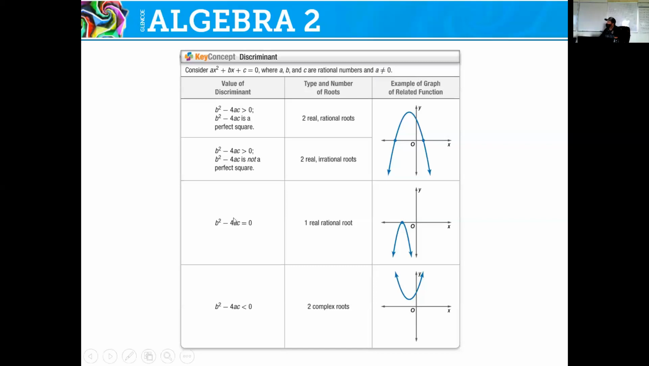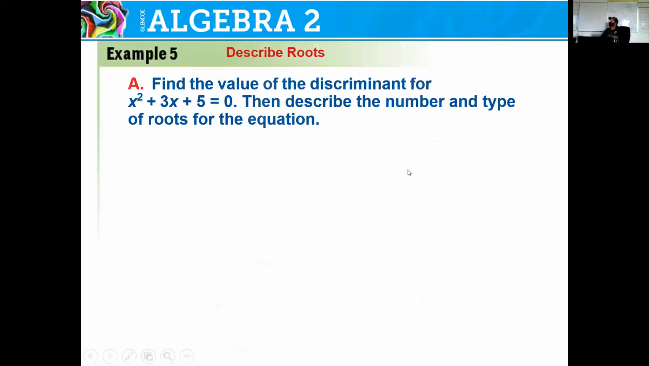Alrighty, let's use the discriminant. Find the value of the discriminant for x squared plus 3x plus 5, then describe the number and type of roots of the equation. So remember, the discriminant is equal to b squared minus 4ac. So we just plug those in. In this case, it's going to be 3 squared minus 4 times 1 times 5. And I just pulled those straight from our equation.